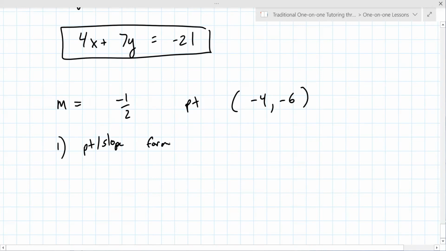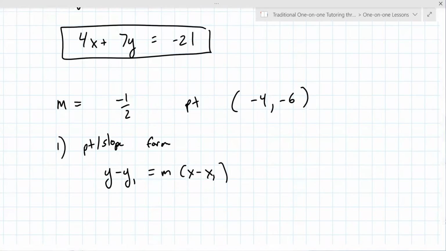So this is your synthesis, okay? Nothing about this problem have you not already done, but we're gonna combine everything together. So I always start by writing the equation. Okay, y plus 6 equals negative 1/2 times x plus 4.